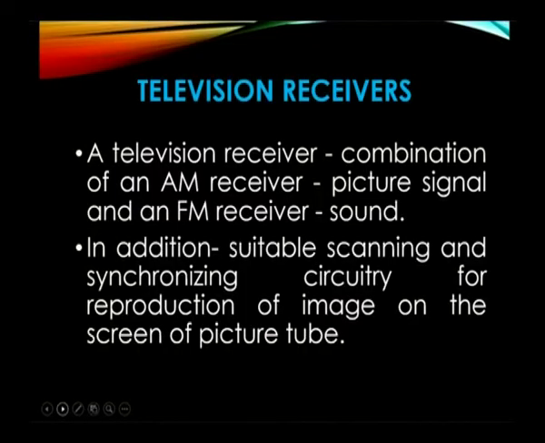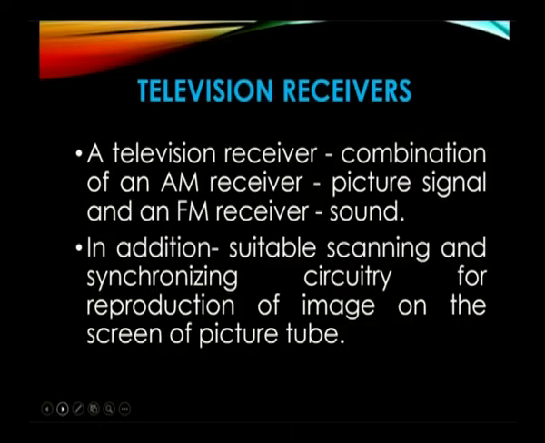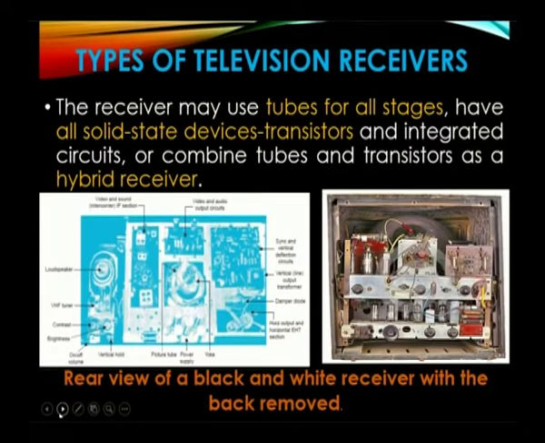And also one more thing, in addition to this, there are plenty of other blocks required, like suitable scanning circuitry, synchronizing, and also a picture tube for reproducing the picture that is transmitted from the transmitter. These are the things that we need to concentrate on in a receiver section. So, next we move on to types of television receivers.